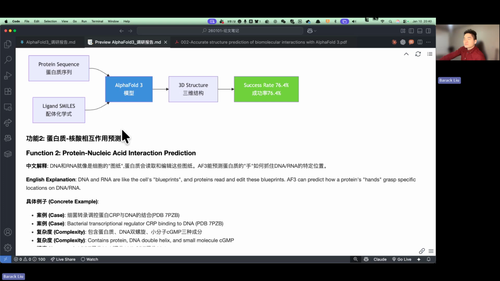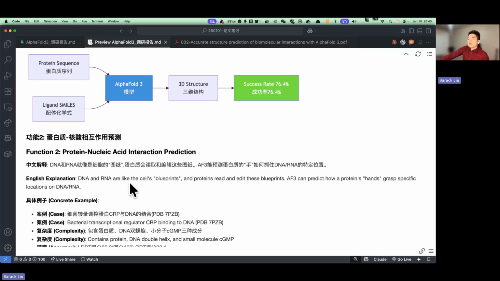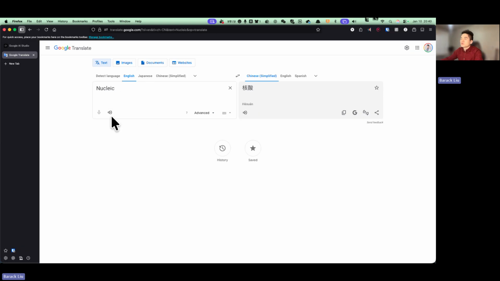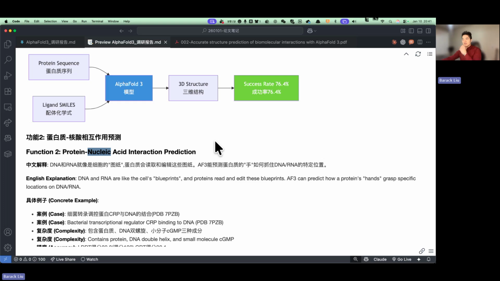Feature 2, protein-nucleic acid interaction prediction. DNA and RNA are like the cell's blueprints, and proteins read and edit these blueprints. AF3 can predict how a protein's hand grasps specific locations on DNA or RNA.